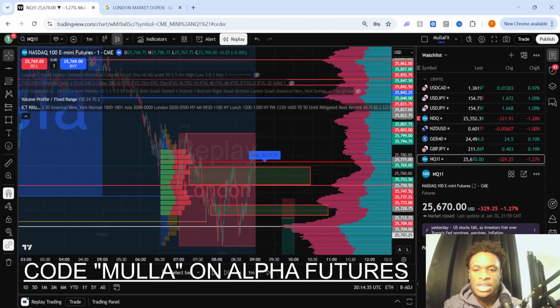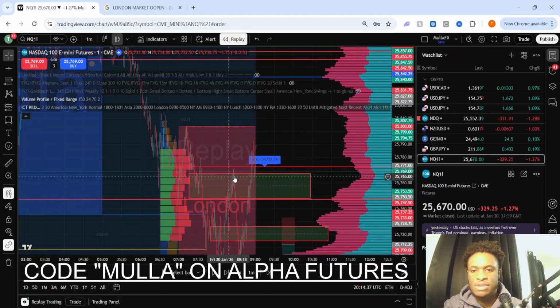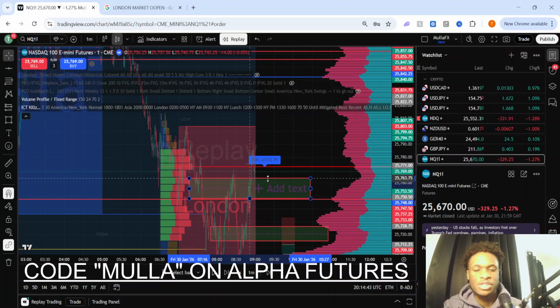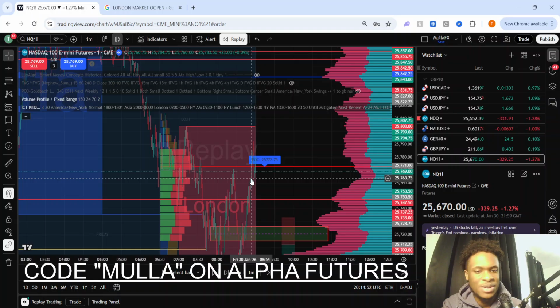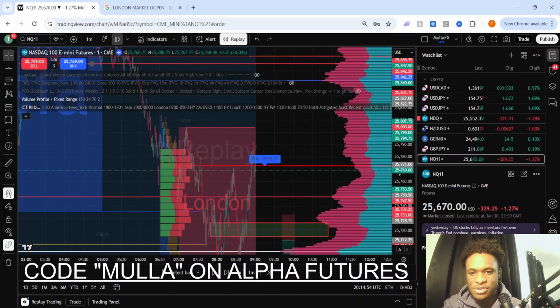I mapped out these key areas, as you can see right here, of accumulation in that sense. As people say, London session is the manipulation, and New York is the distribution, but I like the manipulation, so that's why I trade it myself. I can see exactly what they're trying to do, which is a good thing. Like I say, everyone has different styles of trading.